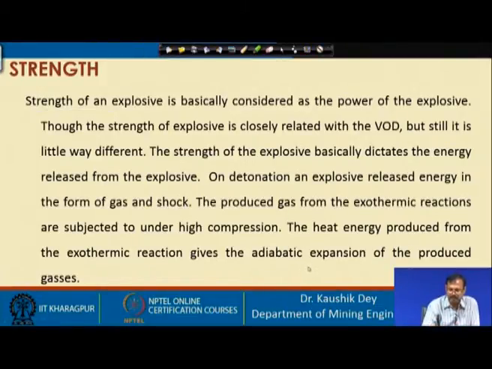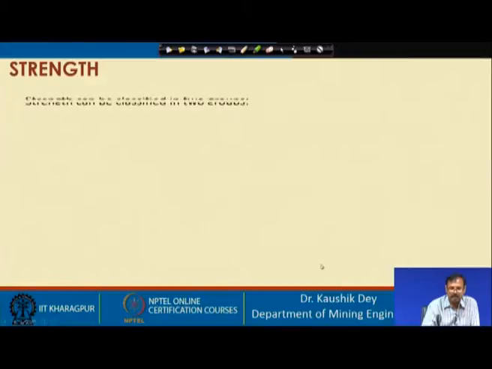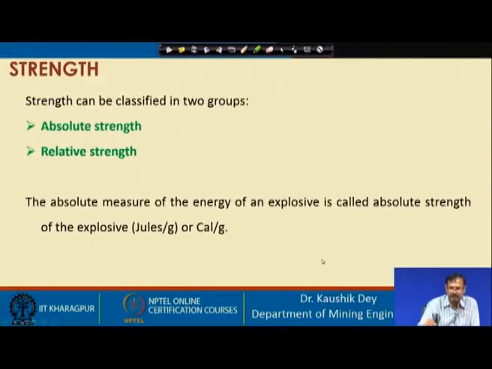So, basically strength dictates the energy content in the explosive, and that is why strength can be classified into two groups. One is the absolute strength and another is the relative strength. The absolute strength is the absolute measure of the energy of an explosive, and often it is expressed in terms of joules per gram or calorie per gram.